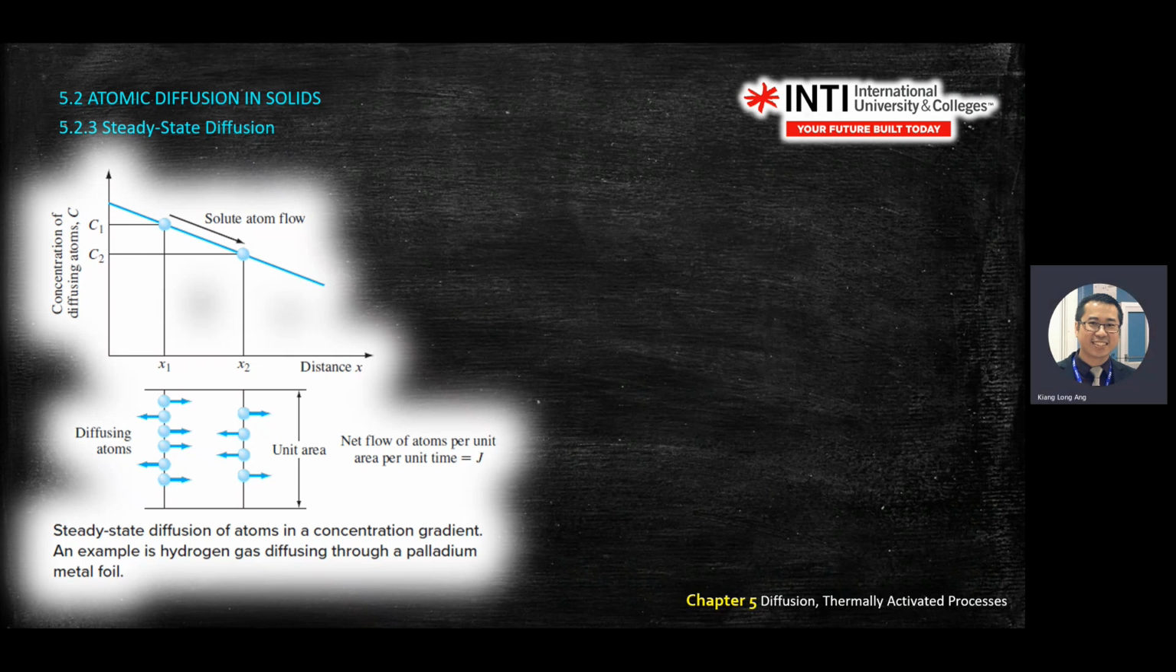So in this case, we have a steady state, meaning we assume the diffusion happens in a linear motion. Just now you saw a curve, but now in the steady state, we see a drop of concentration from C1 to C2.